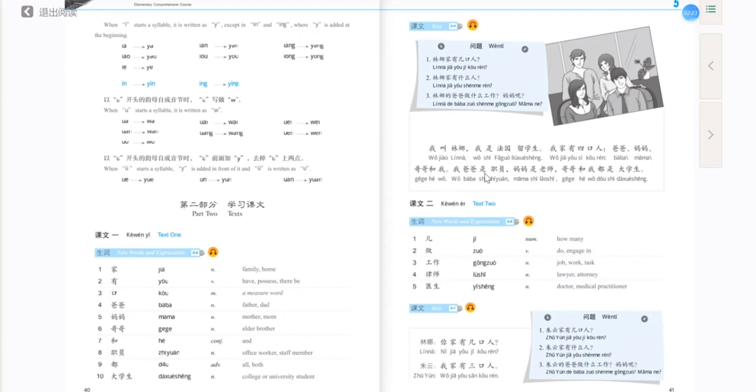What do they do? What's their profession? 我爸爸是职员, my dad is an office worker, and 我妈妈是老师, and then you can introduce the other family members. So please don't forget to make an exercise introducing your family. Please introduce your family to us. So this is text 1.